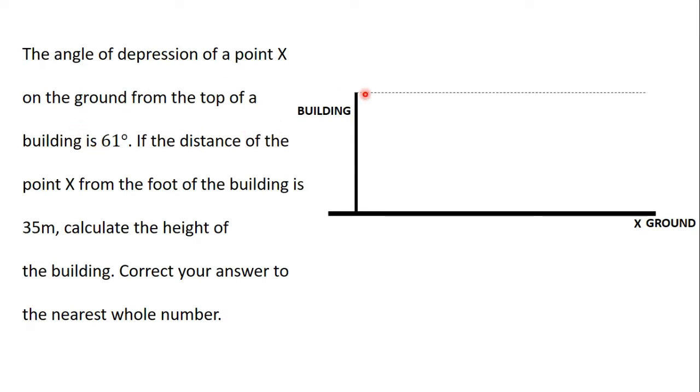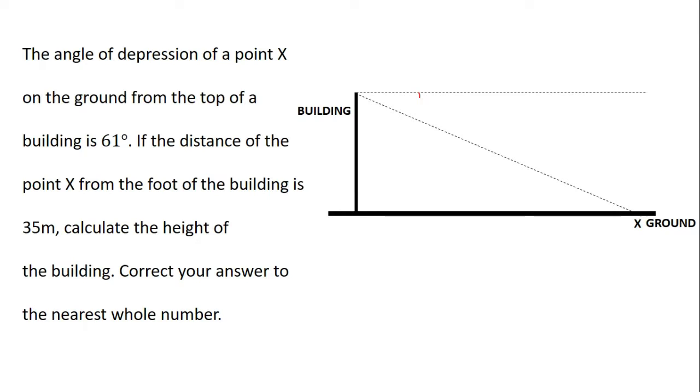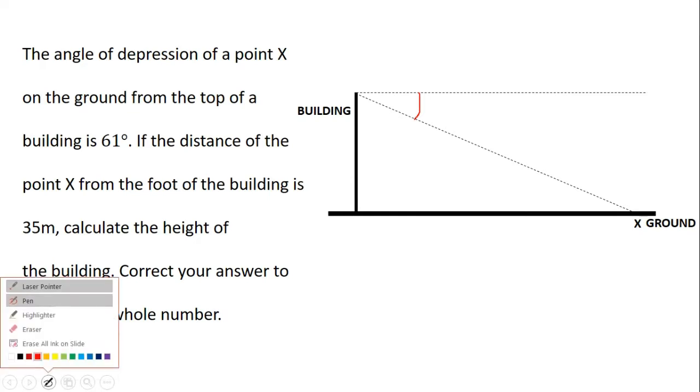Now, if you are at the top of the building, this is the horizontal line. So the angle of depression of X from the top of the building means that if we join X to the top of the building, this angle that will be created here will be the angle of depression. So this angle here is the angle of depression of X from the top of the building. I hope that is clear.